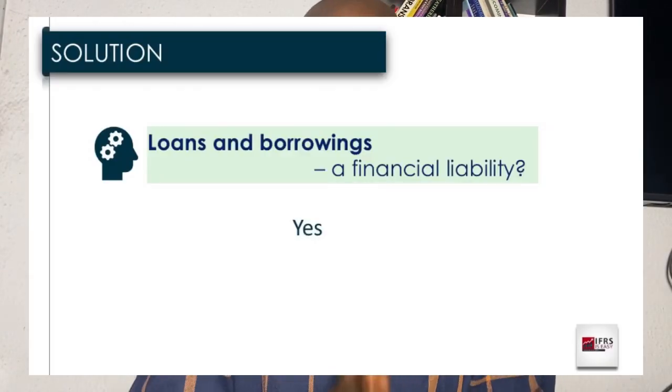Loans and borrowings happen severally with organizations that have need to borrow cash. And so when you borrow cash, you have to deliver that cash back. Now, because of that, what you have is a financial liability.